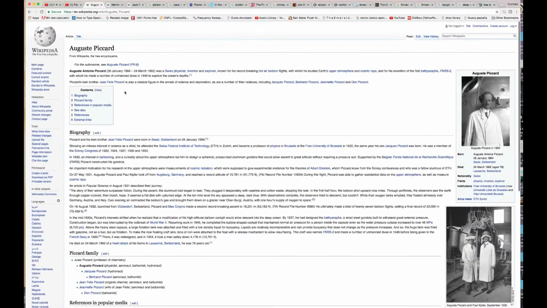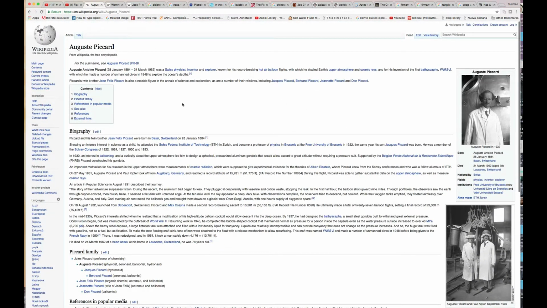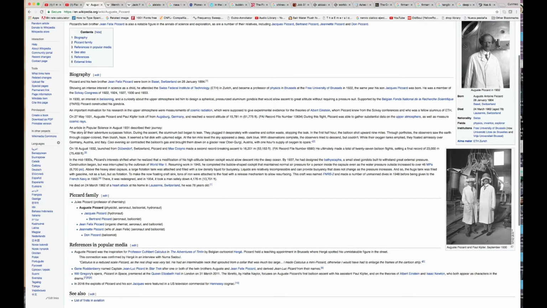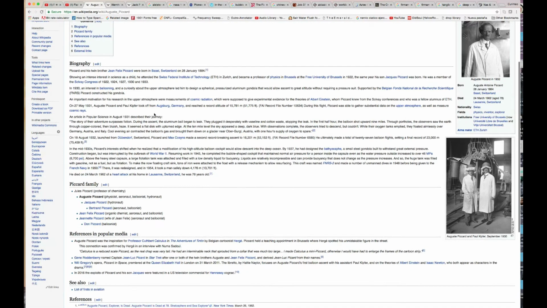Okay, Auguste Piccard, Wikipedia. Was a Swiss physicist, inventor, explorer known for his record-breaking hot air balloon flights with which he studied Earth's upper atmosphere, cosmic rays, and for his inventions. So what does it say here? An article in Popular Science in August 1931 described the journey.